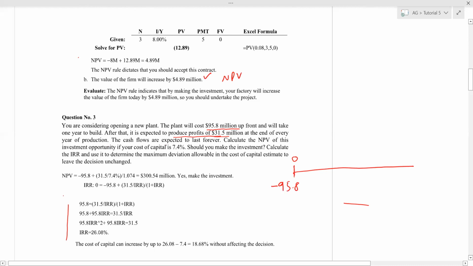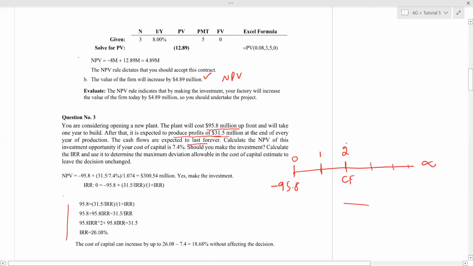The cash flows are expected to last forever, and it will take 1 year to build. So it means in the first year there will be no cash flow because the project is taking time to build, and after 1 year the cash flows will start from year 2. So the first cash flow will be in year 2. After that, the cash flows are expected to last forever.